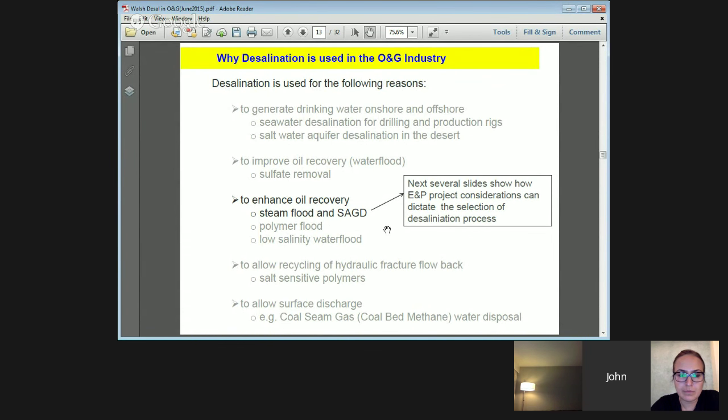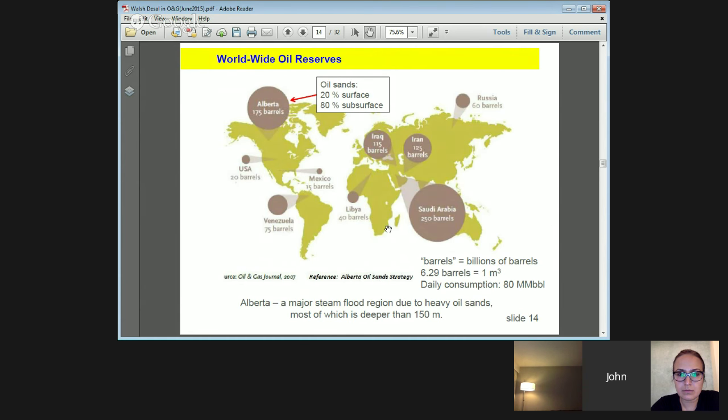I'm not going to talk extensively about polymer flood or low salinity, but I thought I'd take a few minutes to talk about steam flood because the story around steam flood sort of demonstrates how there are many constraints, project constraints, location constraints, that contribute to the selection of the type of desalination technology that would actually make the most sense. So this is a map of oil reserves throughout the world.